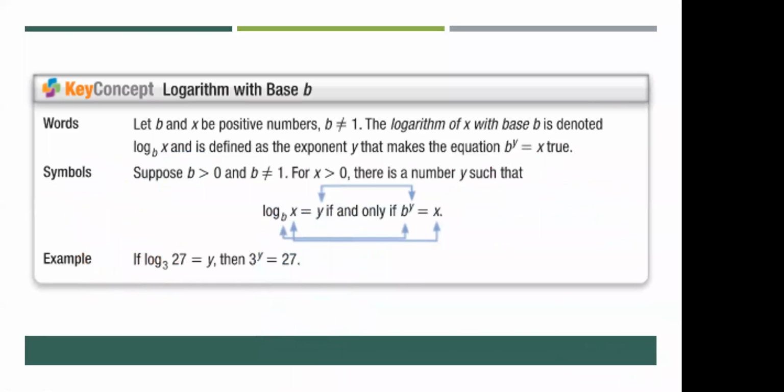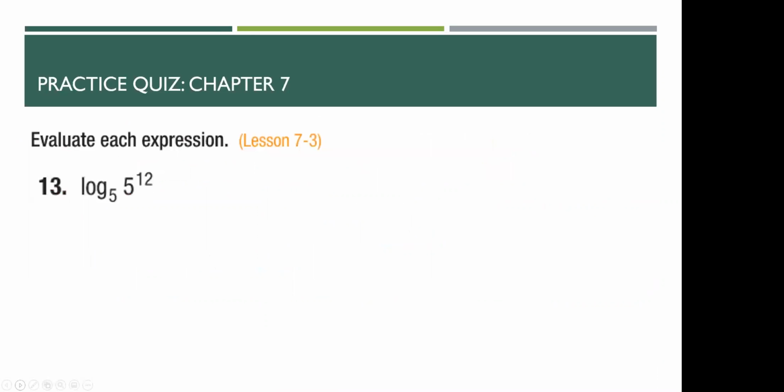All right, so the next set of problems starts talking about logarithms. What is key here is that log with base b of x is equal to y means b to the power of y equals x. So you're going to be going back and forth between these two. All right, it says here to evaluate each expression. So what we want to do is actually solve this here. This would be equal to y.